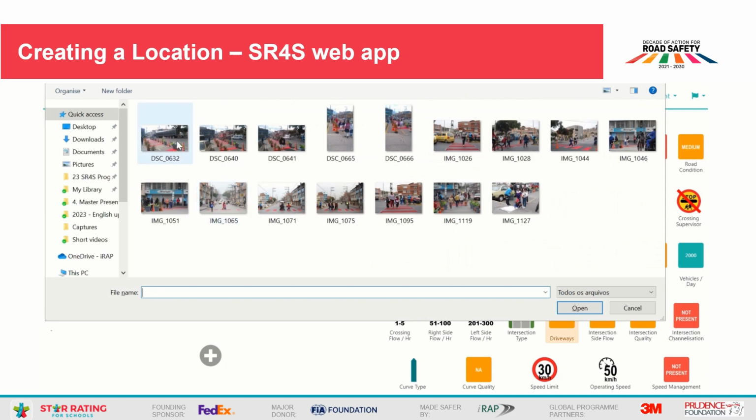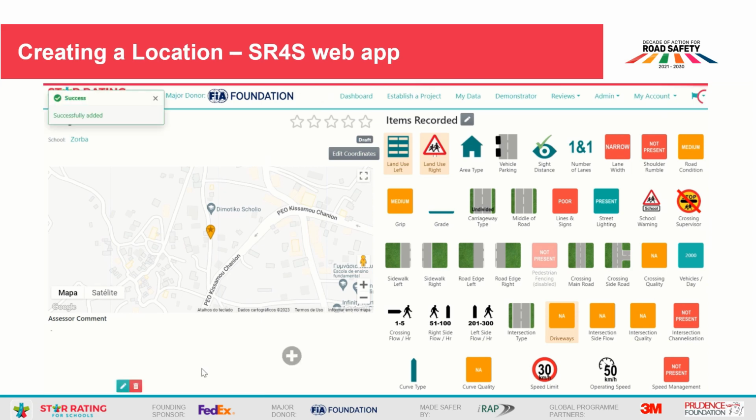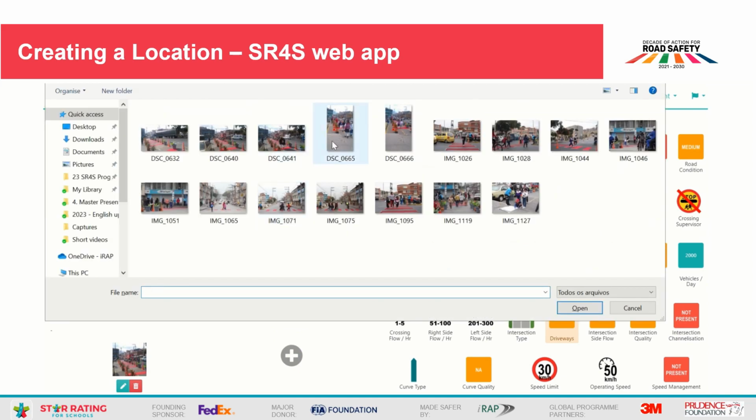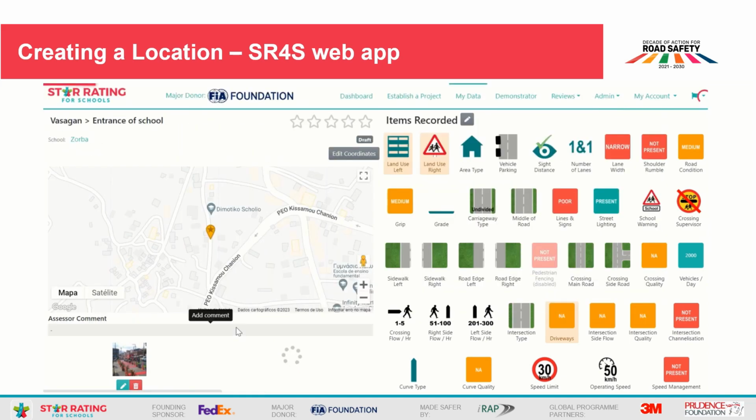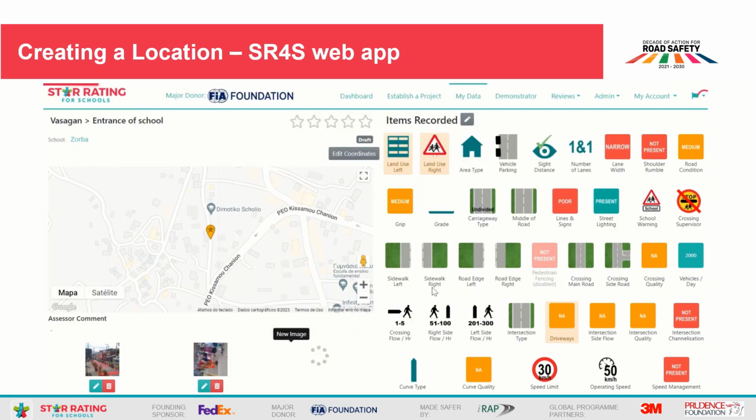You can also add pictures. It is required that you add 3 pictures for each of the locations assessed. Between the map and the pictures, you can also add comments and details for the reviewer and for anyone that is accessing your assessments. For each image, you can also make simple edits and delete as needed.